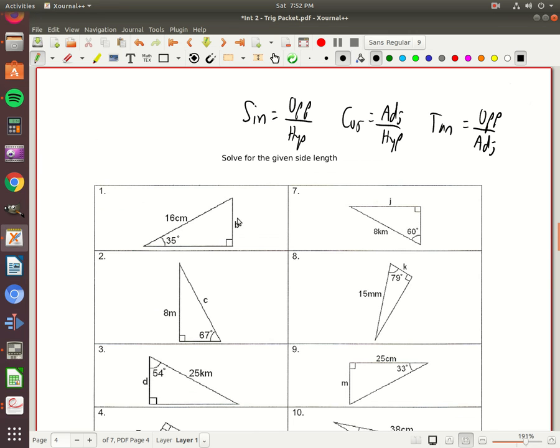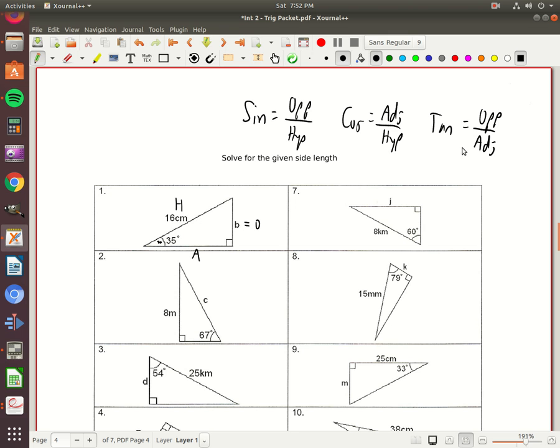So we want to know, what is the length of B right here? They obviously give me angle 35, so I'm just going to go through the motions. This B is the opposite side. This 16 is the hypotenuse, it's across from the right angle, and then I have an A here.